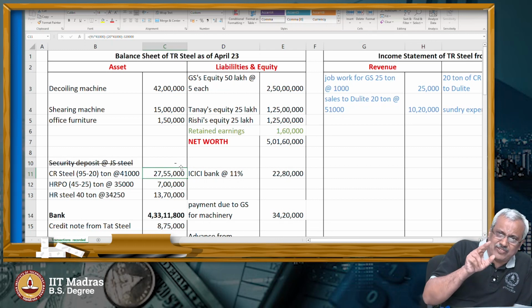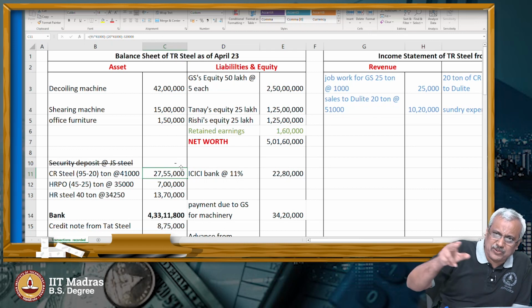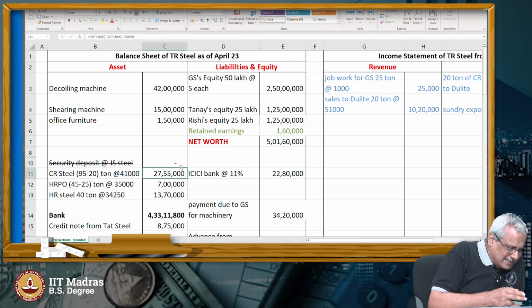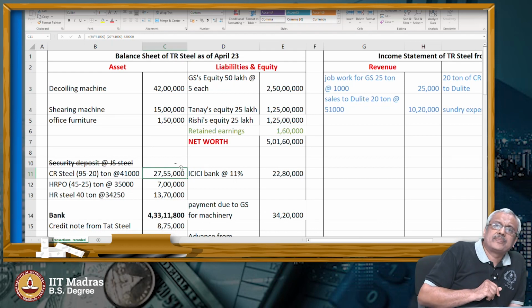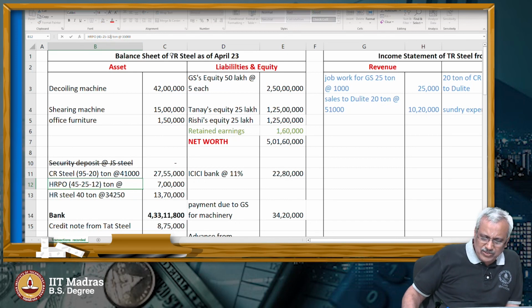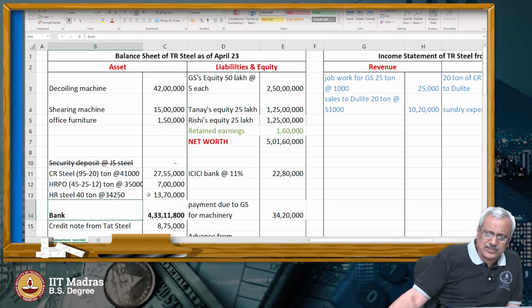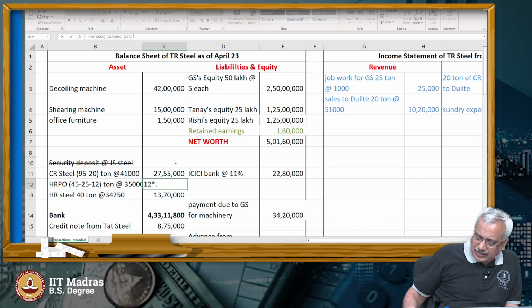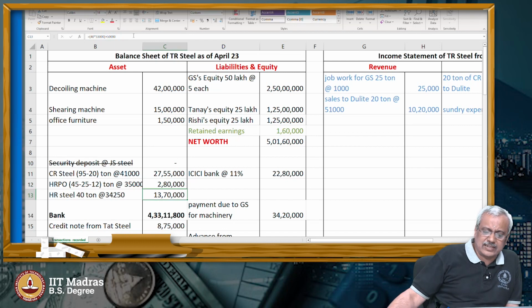What is the transaction? First of all, you utilize the raw material, you have sold it, then your revenue has occurred. Now what is the order from Modern Barrels? 12 tons of HRPO steel. In this particular case, I had 45 tons of HRPO steel, 25 tons are gone. Now I am reducing by 12 more tons because I am utilizing 12 tons of raw material in this case.